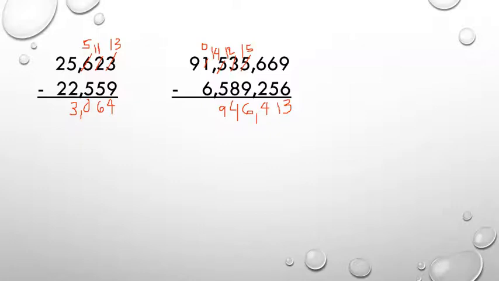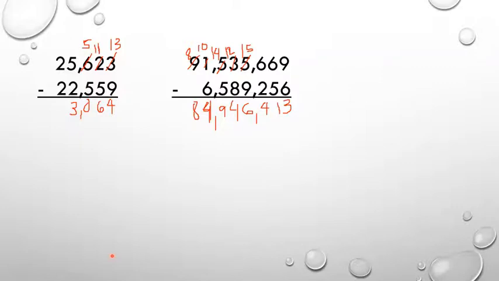And then 0 minus 6 is impossible, so it becomes 1. This one becomes 8. 10 minus 6 is 4. Then you don't have a minus here, so basically 8. Okay.